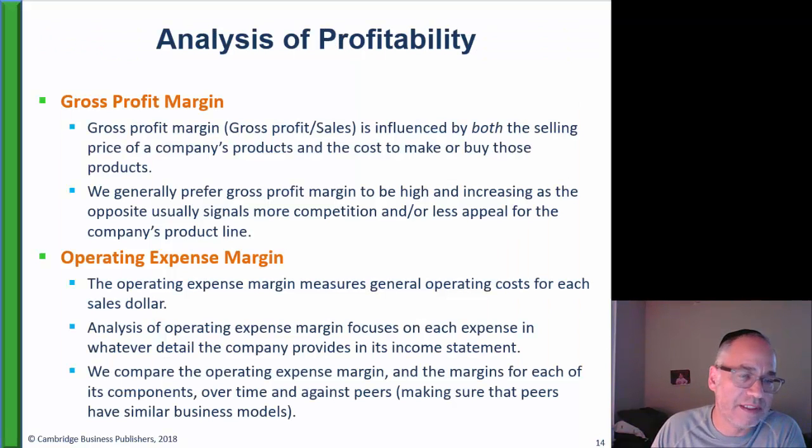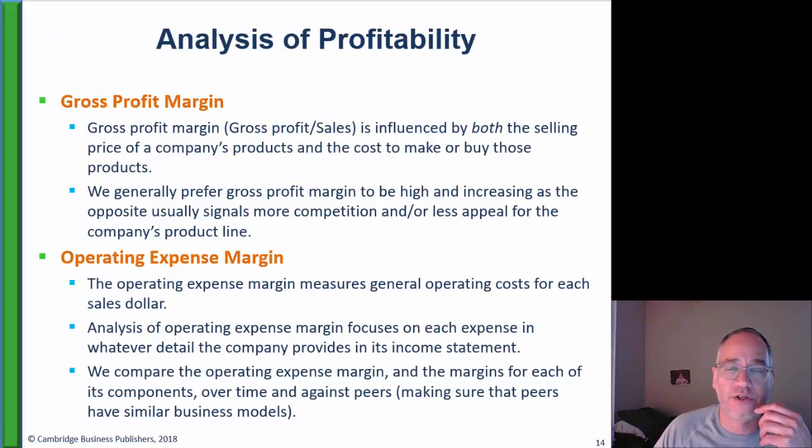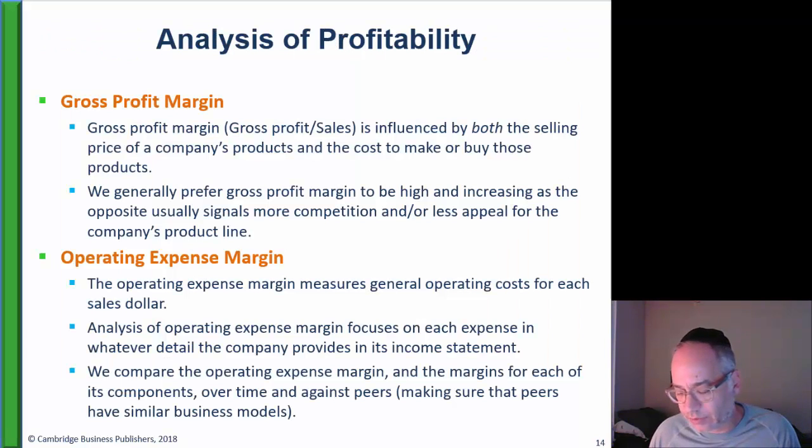Here are some other profitability measures. There's gross profit margin, and this is kind of your markup on cost. So we think of two ratios that measure markup. One is net profit margin, which is also called return on sales. And then there's gross profit margin. The difference is gross profit margin looks only at cost of sales, whereas return on sales looks at the company's total sales.